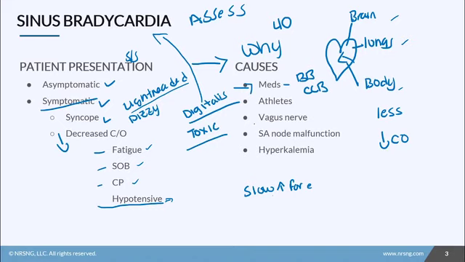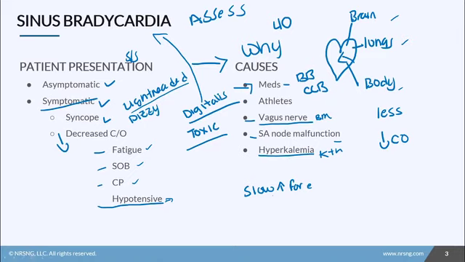Other causes would be having the vagus nerve stimulated. A perfect example of when this happens is if a patient is trying to bear down to have a bowel movement and they overdo it and they stimulate that vagus nerve. A couple other causes would be SA node malfunction. If the SA node decides to stop working or doesn't work as effectively, then patients are bradycardic. And hyperkalemia. Having high levels of potassium will affect depolarization, which can also slow down the heart.